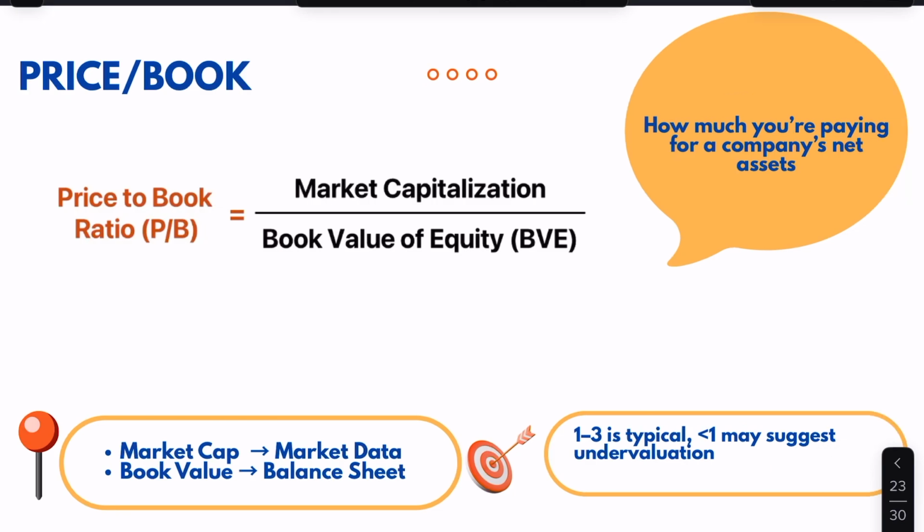Next, let's look at the price to book ratio. So the price to book ratio compares the stock price to the book value of the company. It's essentially what you'd get if the company is liquidated. So the formula to calculate this is market cap divided by the book value per share. So you can find the book value from the balance sheet, and the market cap you can find in the market data on Yahoo Finance or Seeking Alpha or several other sites.